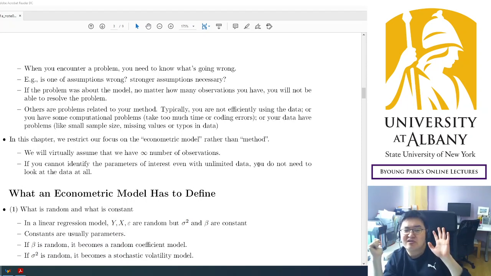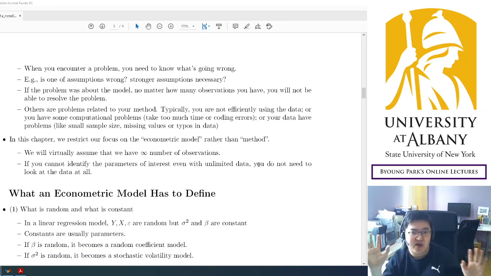Still, there are some problems, some cases where an infinite amount of data does not help. Even if you have an infinite amount of data, you may not be able to do anything because your assumptions have some problems. That's the problem we will consider in this chapter. Usually we say that the parameter is not identified or not correctly identified.